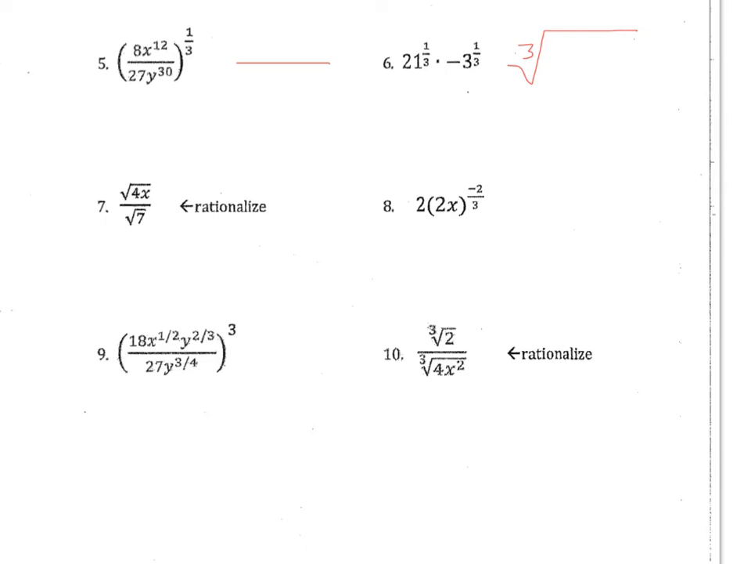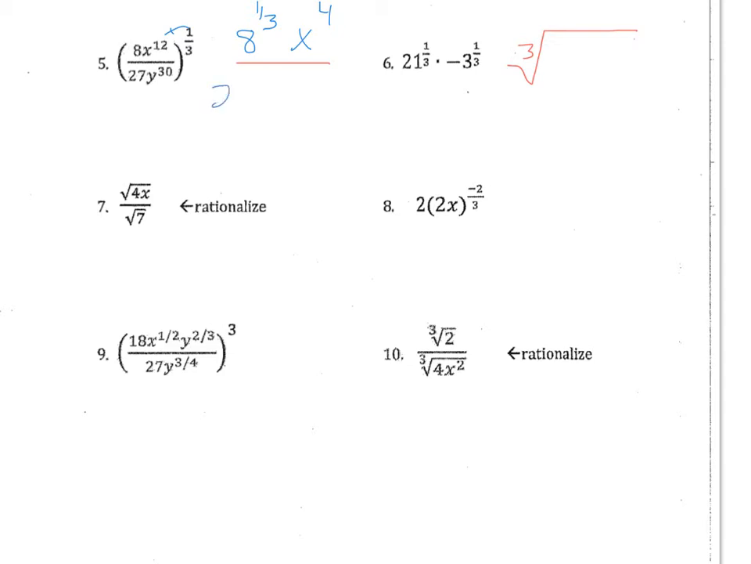For number 5, here I want to distribute that 1/3 to each piece, so the 8 will get a 1/3, and now when it comes into the 12, I'm actually multiplying. So I'm multiplying 12 over 1 times 1 over 3. I end up with 12 over 3, which in this case makes a lowest terms 4.